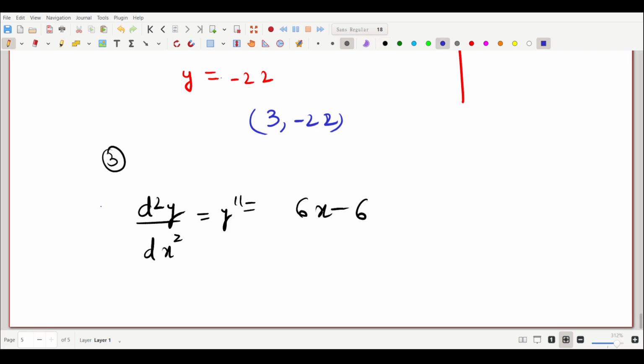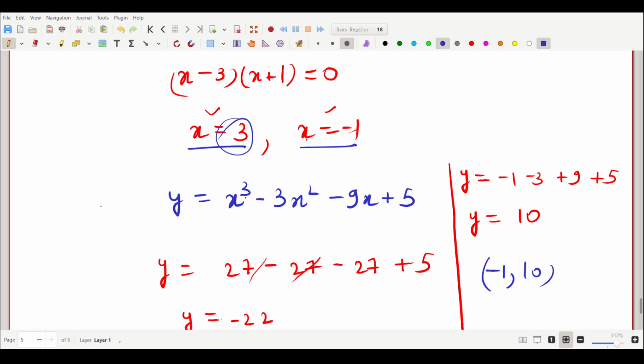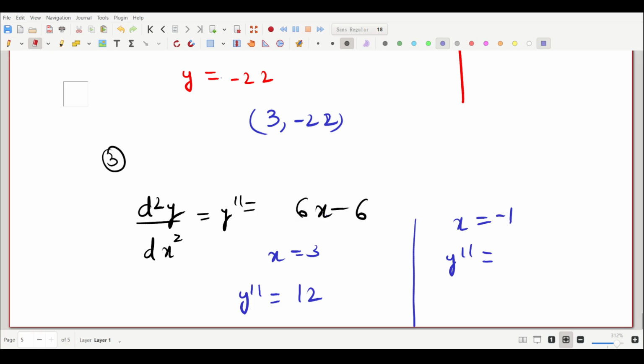Now what? Let's one by one plug in the values of x. The values of x were 3 and minus 1. Let's put 3 first. So the value of x is 3, double derivative is 6 times 3, 18 minus 6, which is 12. Then the value of x is minus 1, double derivative is minus 6 minus 6, which is minus 12, a negative number.